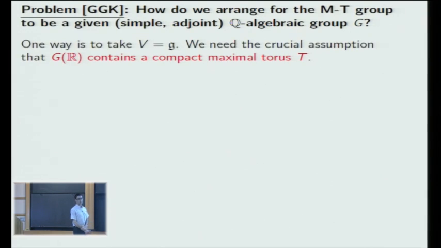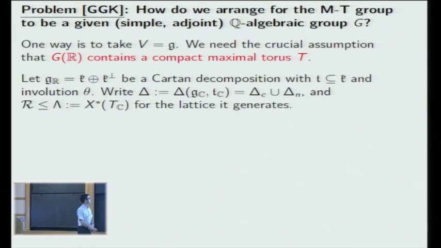One way is to take, and this is maybe lazy, but you can take V to be the Lie algebra itself. And then you need the crucial assumption that G of R contains a compact maximal torus. It's easy to see this is a necessary condition to be a Mumford-Tate group, since if you take a torus centralizing phi, then it's going to be contained in the isotropy group of phi, and the isotropy group of phi by the polarization condition is compact.